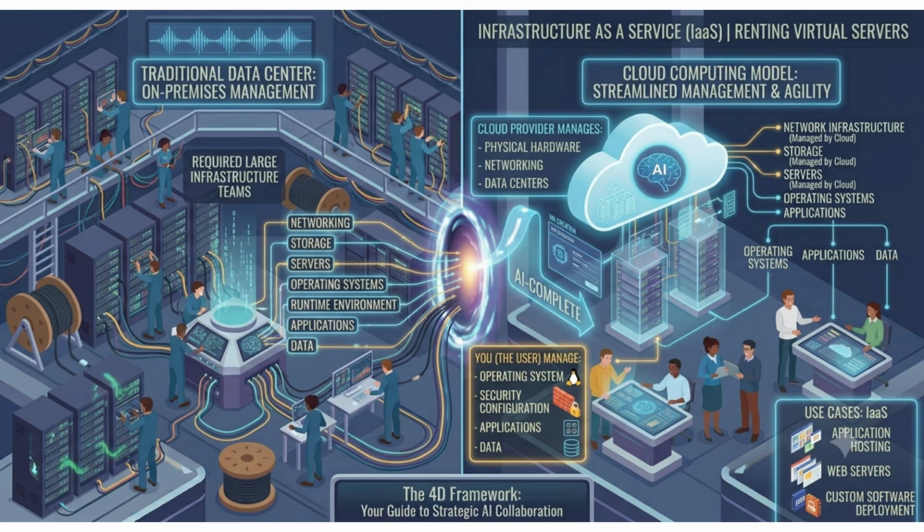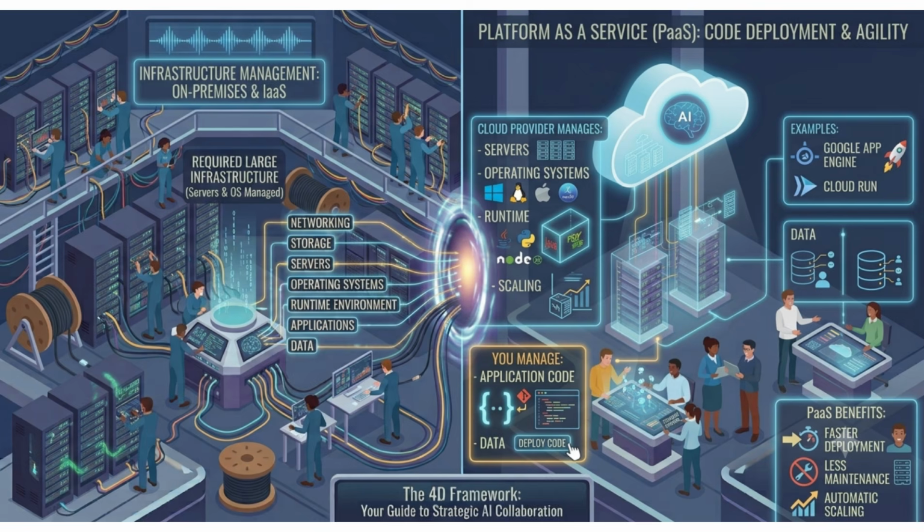Use cases: application hosting, web servers, custom software deployment. Platform as a service, PaaS. Now suppose you don't want to manage servers. You simply want to deploy code. That's where platform as a service helps. The cloud provider manages servers, operating systems, runtime, scaling. You only manage application code and data. Examples: Google App Engine, Cloud Run. Benefits: faster deployment, less maintenance, automatic scaling.